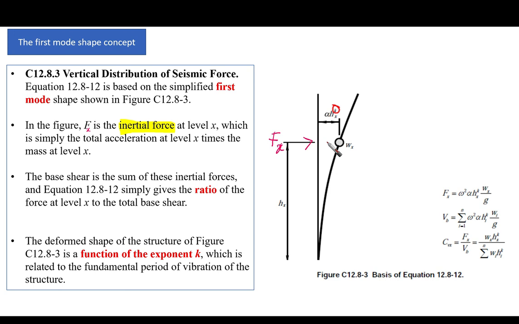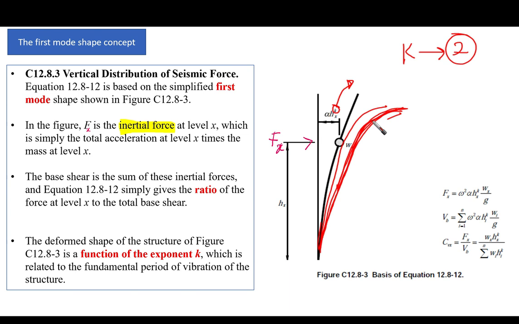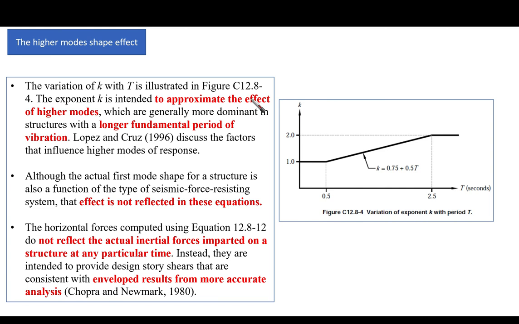But if we put higher values, k is going to have higher values, and then we're going to have a curve that, instead of linear, ends up quadratic. So the maximum k value is going to be 2, as we mentioned. This means that we are going to have something that reflects the higher mode effects, especially at the top floors. So this is the point. If I ask you what is the contribution of k, it is for the higher mode effects.